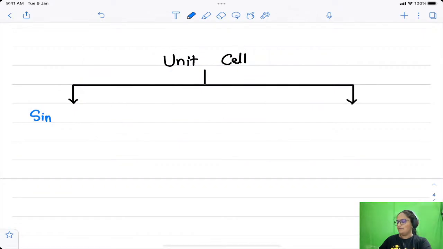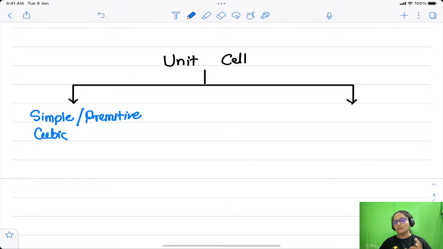Simple, which is also called primitive, simple or primitive cubic. Why cubic? Because its shape is just like a cube, just like the room in which you are sitting is cubic. Cubic unit cell, this is the first type of unit cell: simple or primitive cubic unit cell.